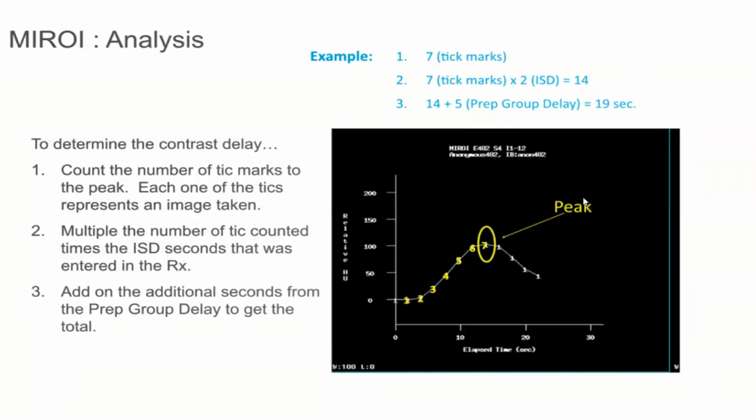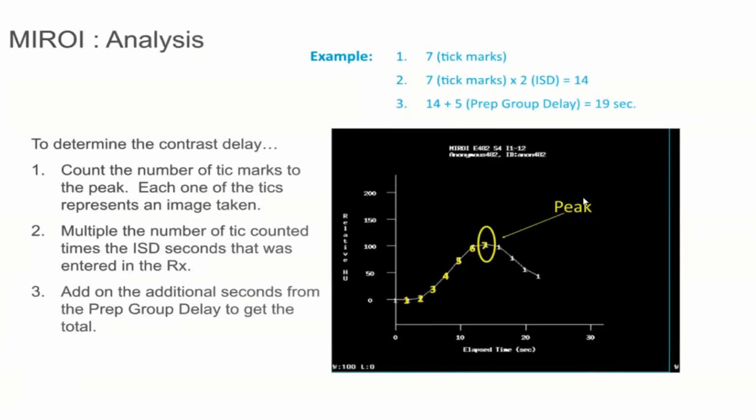In this example, we have a 40 seconds enhancement, right? So let's see the enhancement for this. This enhancement is at 40 seconds. Adding a 5-second prep delay gives us an arterial enhancement peak at 19 seconds. This time needs to be input into the prep delay for the acquisition.